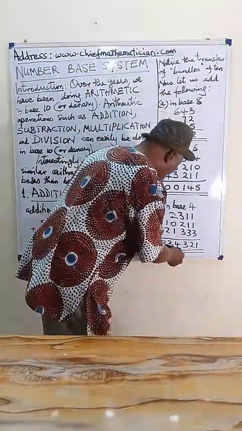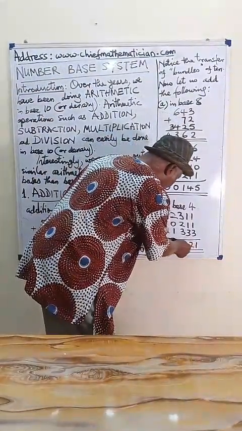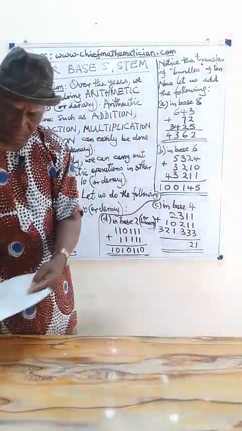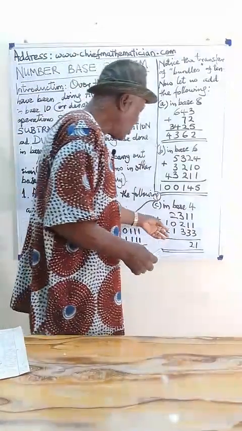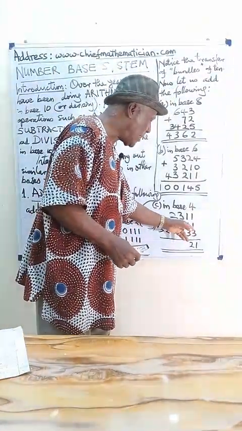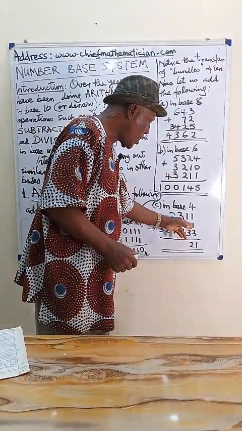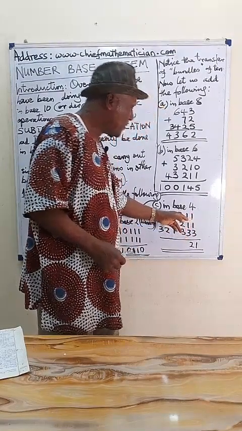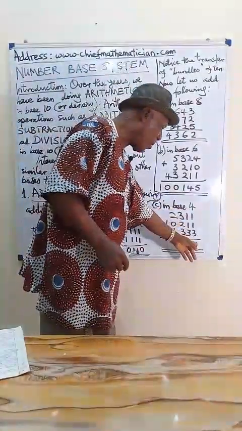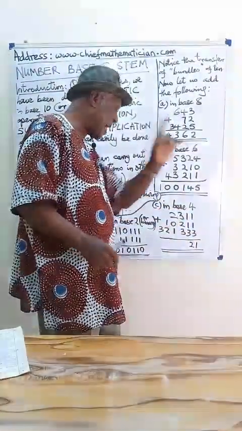There appears to be an error in this one. Now let us go through this over again. 3 plus 1 is 4, and 4 plus 1 is 5. And in base 4, it is 1 bundle of 4, remainder 1. You put down the 1 and carry 1.